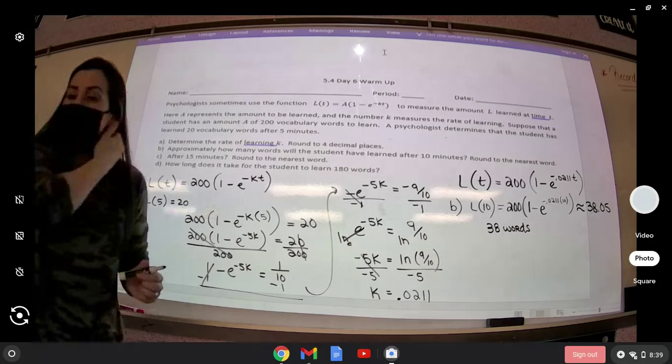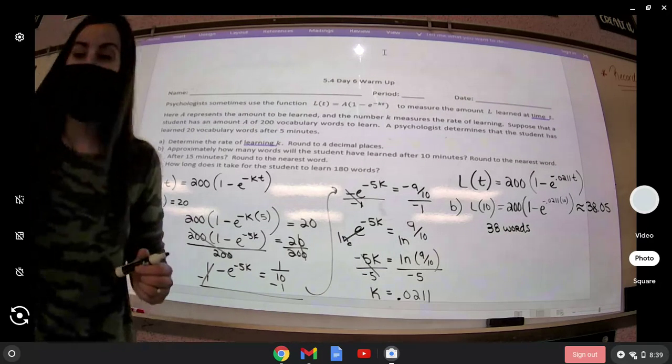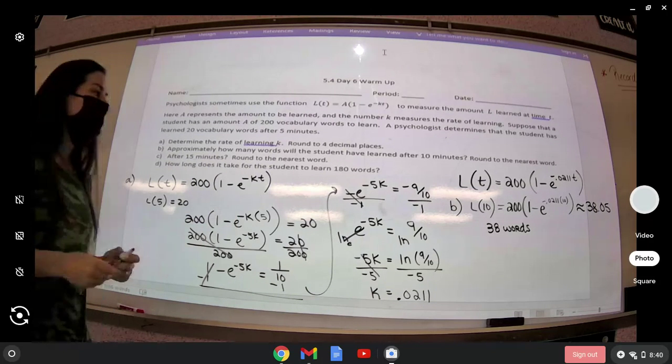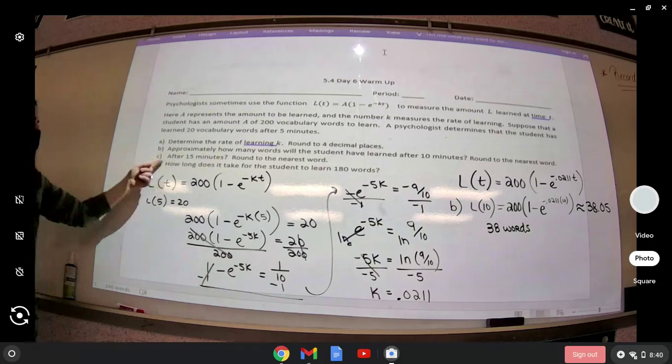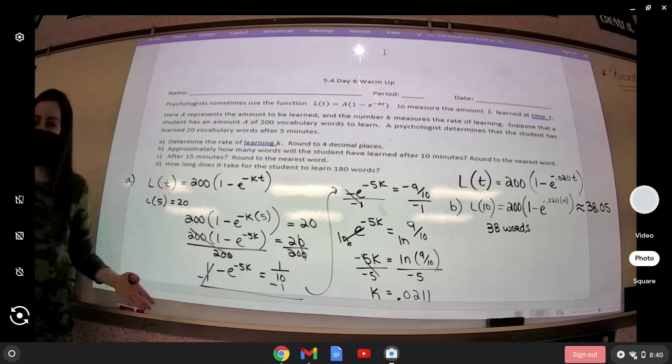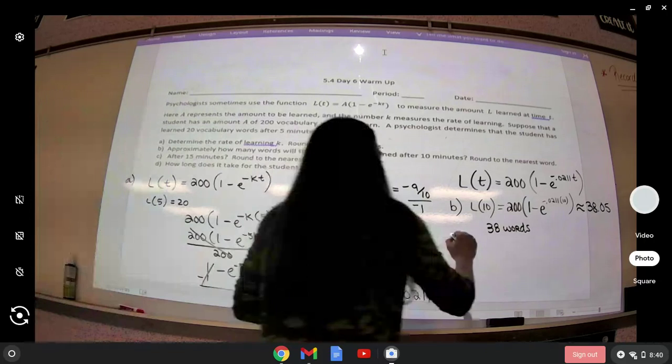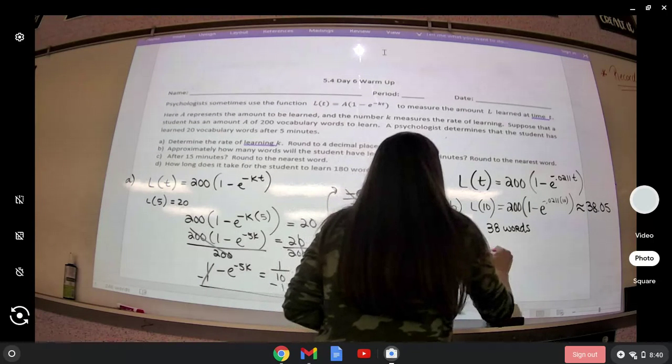And again, usually students struggle typing this incorrectly. So if you're not getting the right answer, please let me help you. All right, look at part C. After 15 minutes, how many words has he learned? So now plug 15 in, see what number comes out. So now you're finding L of 15.